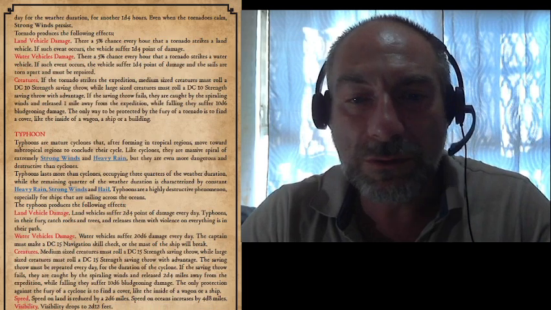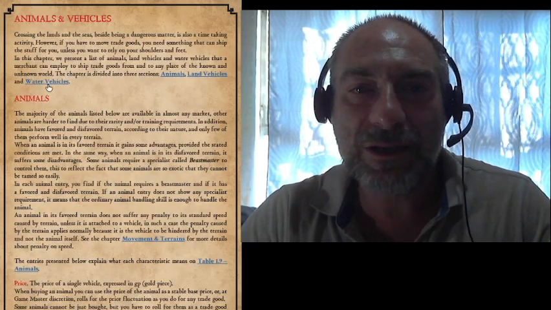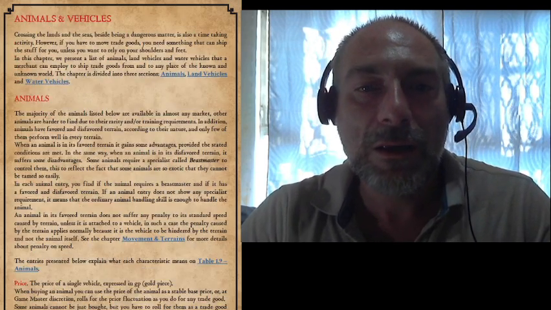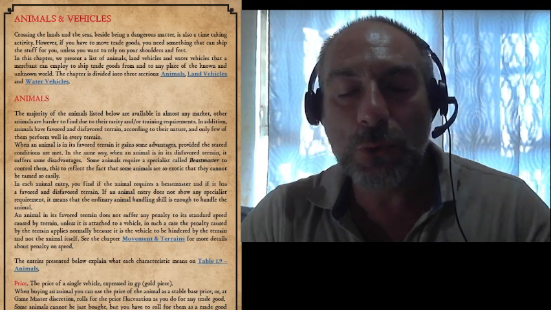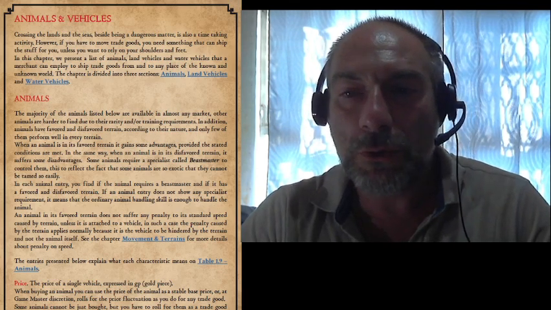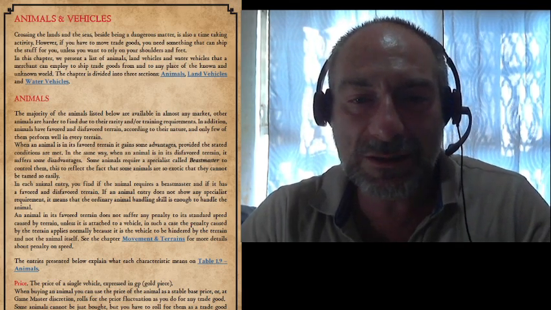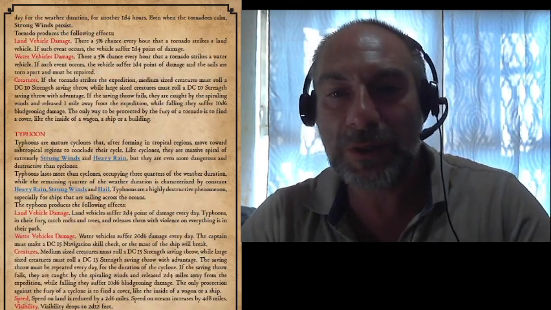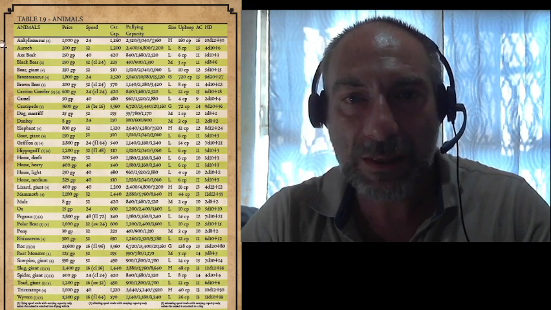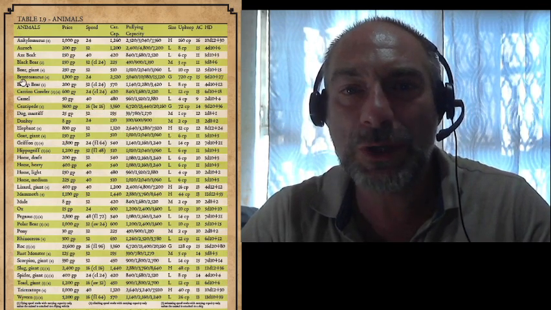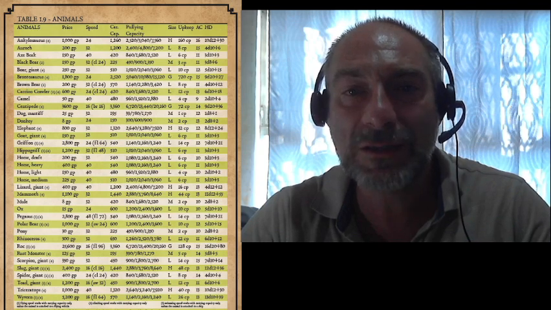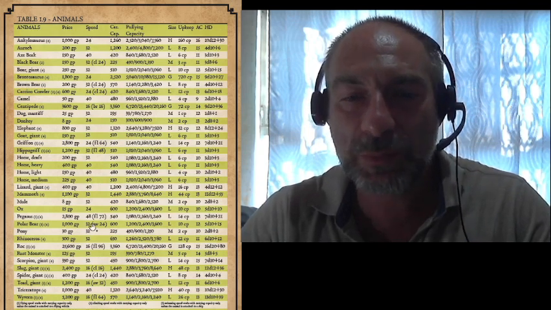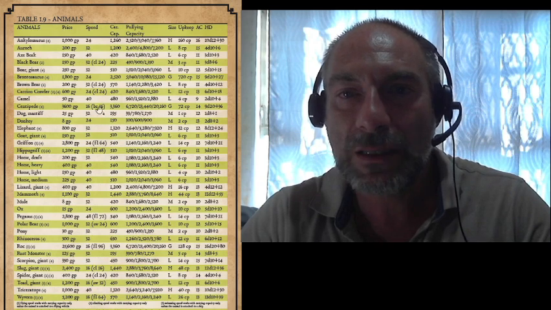Okay, typhoon. Animals and vehicles. Okay. Here, if you want to build your own caravan, you need animals that move your vehicles. So here I prepared a list of animals. Every animal comes with a price, speed expressed in miles per day, carrying capacity.